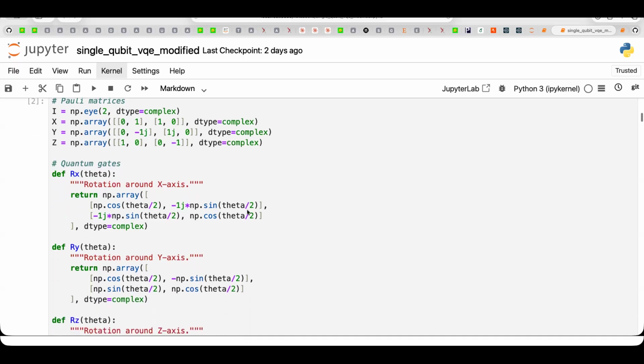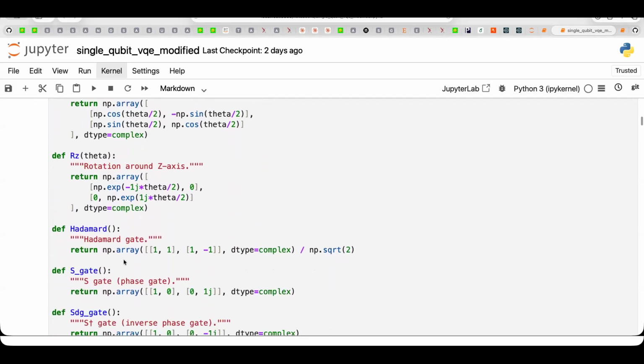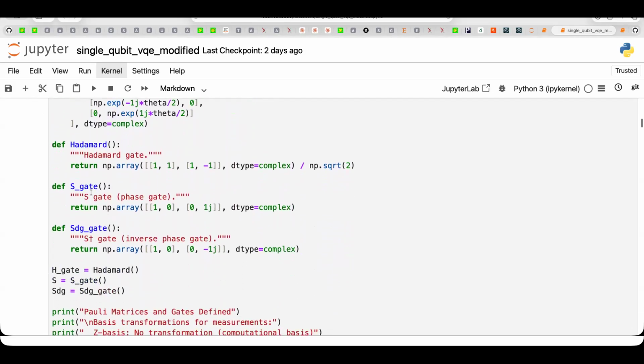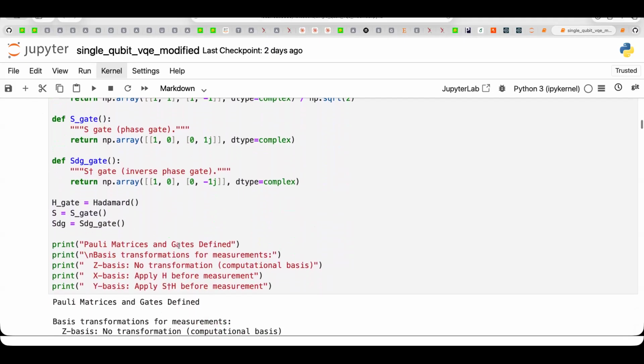What you would see here are typically the rotation matrices. I include the Hadamard, I have the S-gate, and then I have the transpose of the S-gate. These are things which we would need when we are setting up the Pauli matrices, and want to make the measurements in the Z basis, the X basis, and then the Y basis.